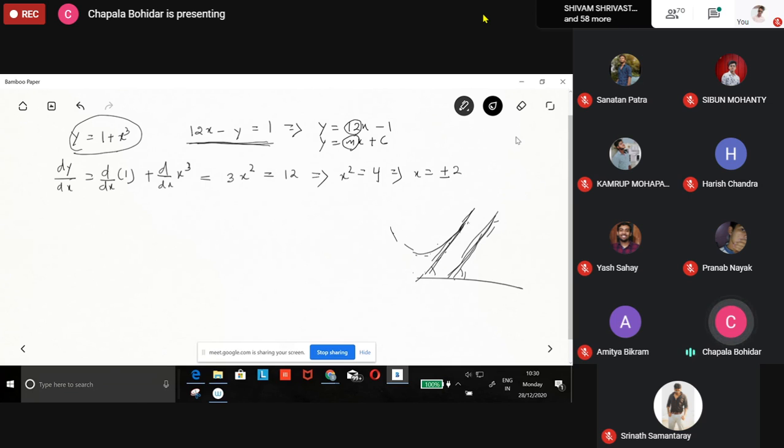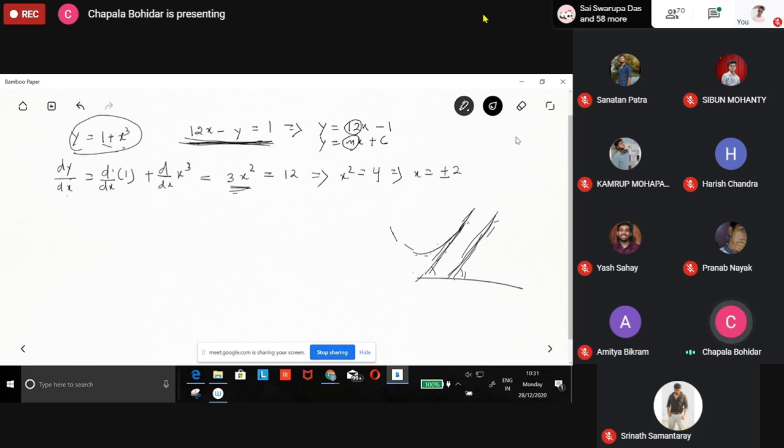First, my aim is that one. So dy by dx is equal to, here the derivative of this, we get 3x square. Up to this it is clear, or not? Slope of the tangent. Clear?